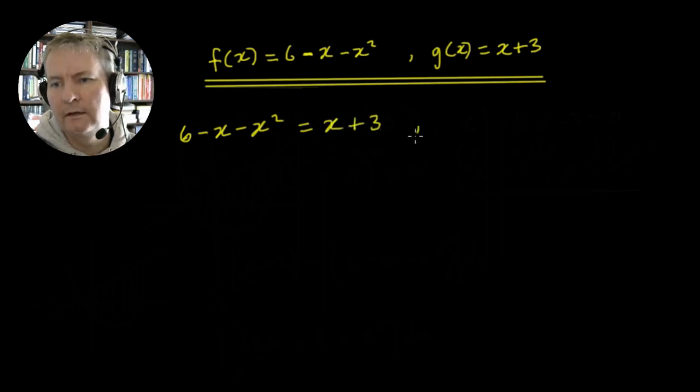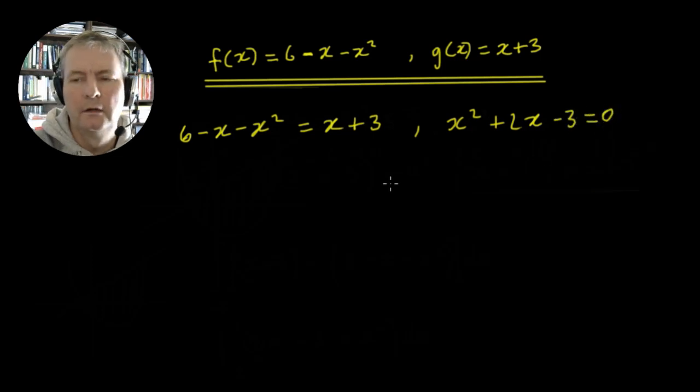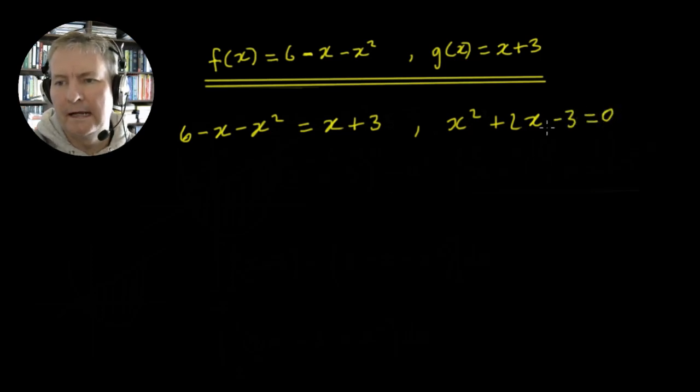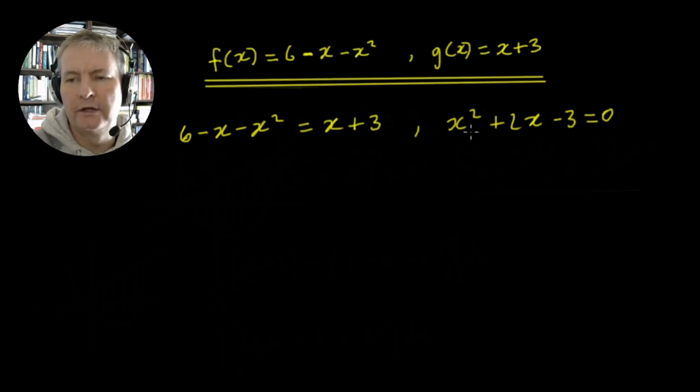So I could take the x squared across to the other side, so that would become plus x squared. I could take the minus x across and it becomes plus x, so that would be plus 2x, and I would take the 6 across, and 3 minus the 6 would be minus 3, and that would equal 0. So now we have to solve this for x. This is a quadratic equation.